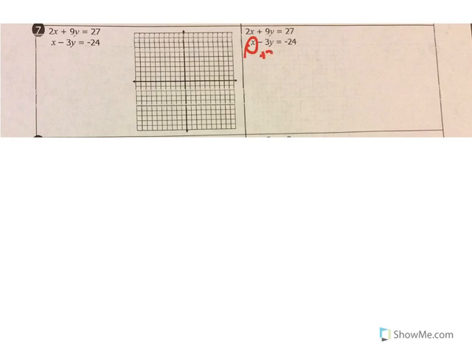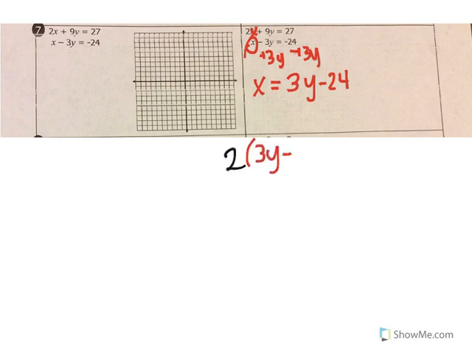So I'm going to add 3y on both sides, oops, and my second equation can be rewritten as 3y minus 24. If you did -24 plus 3y, that is absolutely okay. So now that I have x by itself, I can plug it into that original equation where I see x, and I'm plugging that in so that I have one variable so that I can solve for it.